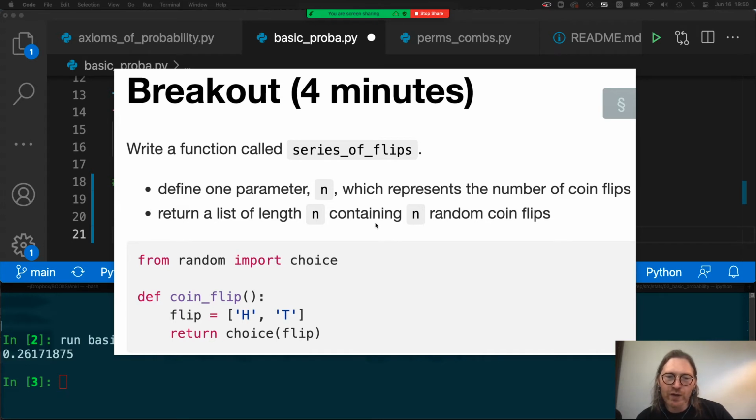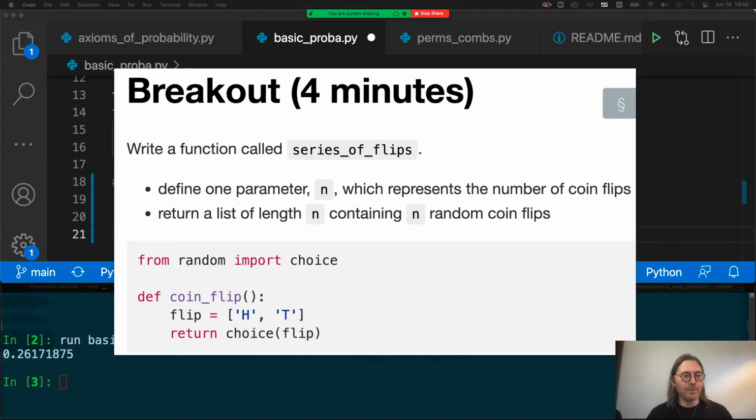There's a question really quick. Feel free to get started on this breakout. I'll answer this question, and then I'll set a timer for 4 minutes. If we did it without replacement, it would just be the same for loops, but with the added condition that if item not in new list, then append. We'll get to that when we get to permutations and combinations.